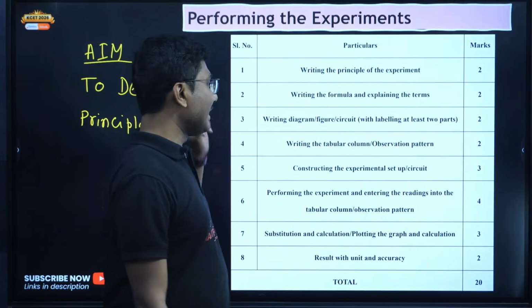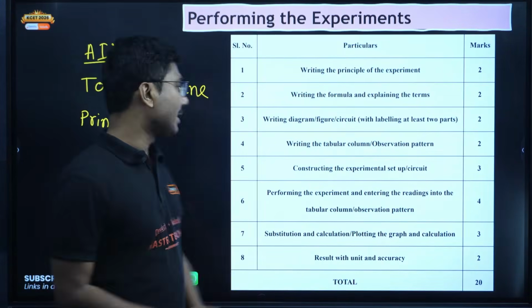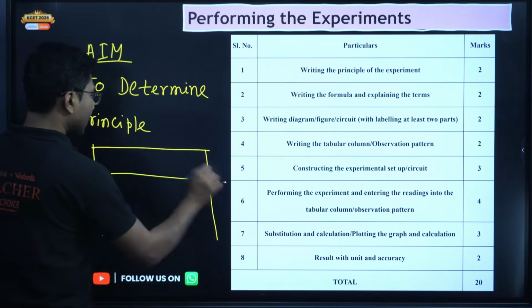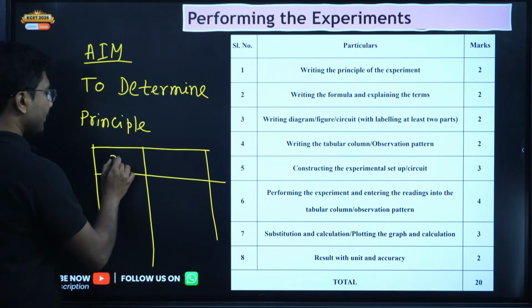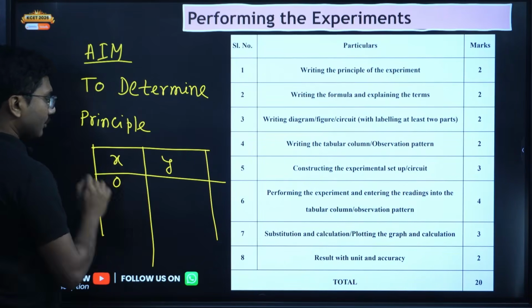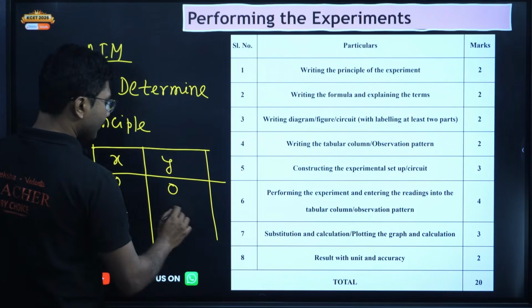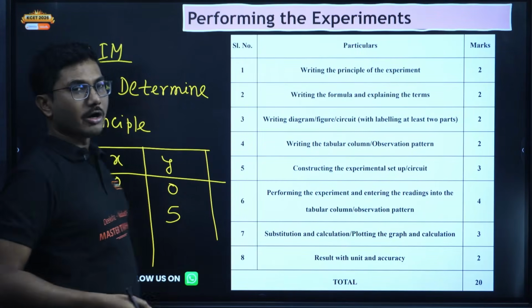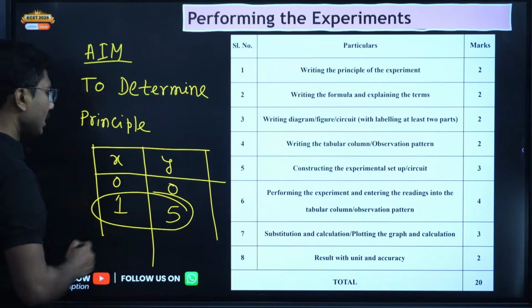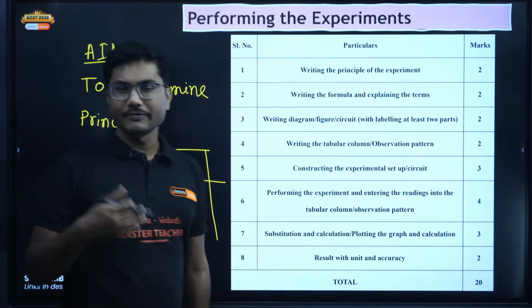Okay, writing tabular column, observation pattern. Okay, so when you are doing the experiment, you have to record certain data. So that data, suppose variable x, variable y. So when you are recording, for variable x equals 0, y was also 0. When variable x equals 1, variable y was 5. So you have to record, show the record, and when you are doing it, you have to get one of the recorded values signed by the internal invigilator. He will sign it like this. Okay, so this is verified.